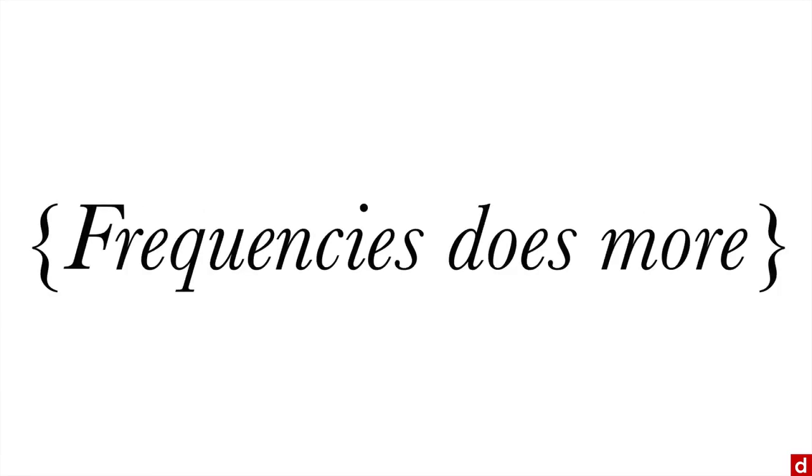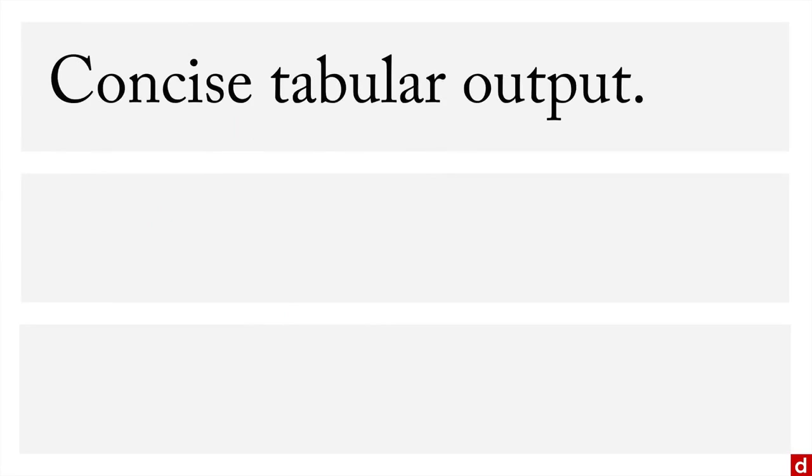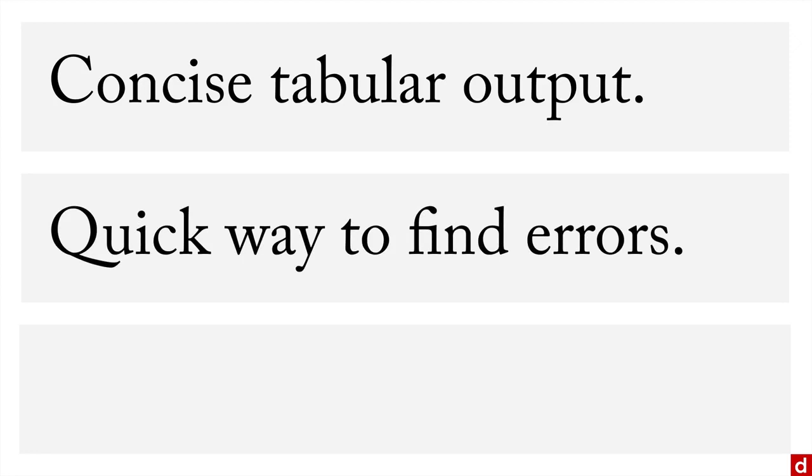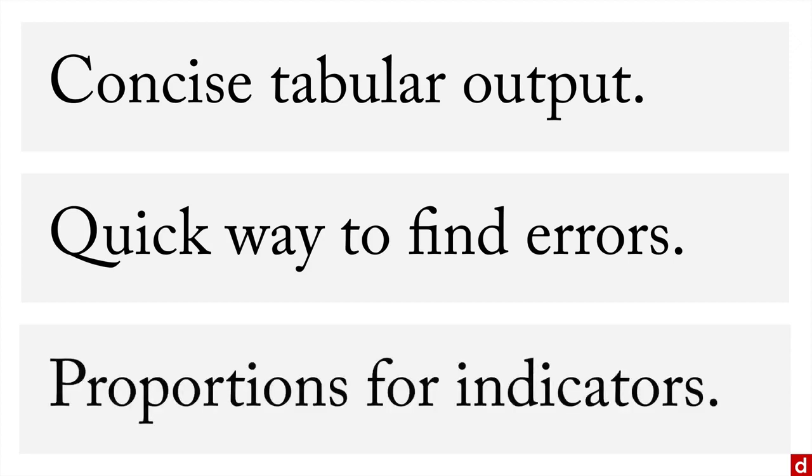I say, but guess what? In case you don't remember, frequencies does more, but that's okay. There are certain things that the descriptives command does well. Here's what it does well. First, it gives you very concise, compact, tabular output. So it's really easy to see a bunch of information in a small space. Second, it's a really quick way to find obvious errors in coding in your data. Finally, you can get proportions for indicator variables, that's 0, 1 variables, and I'll show you how that works.